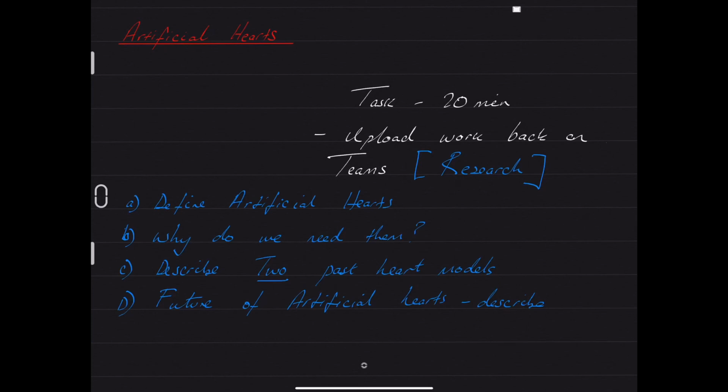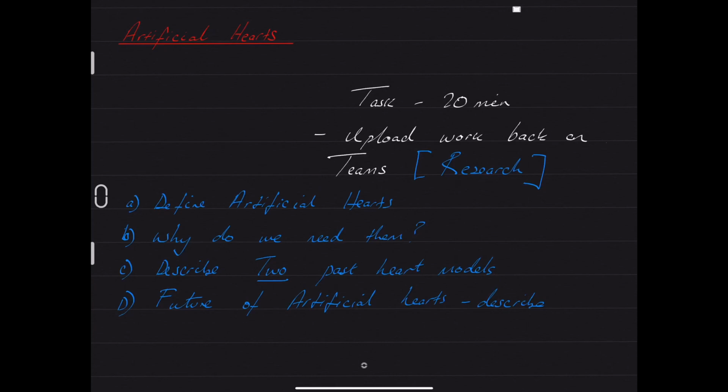First of all, I would like you to define what an artificial heart is. Then I would like you to explain why we need an artificial heart, what circumstance would cause an artificial heart to be used. And then describe 2 past heart models.